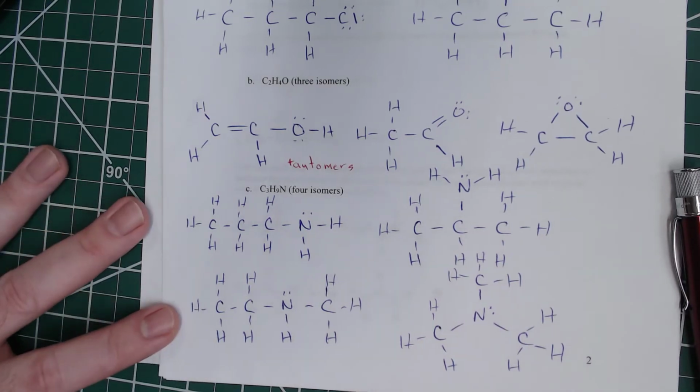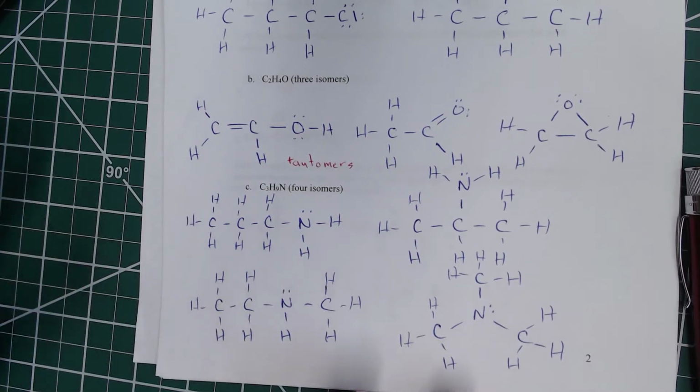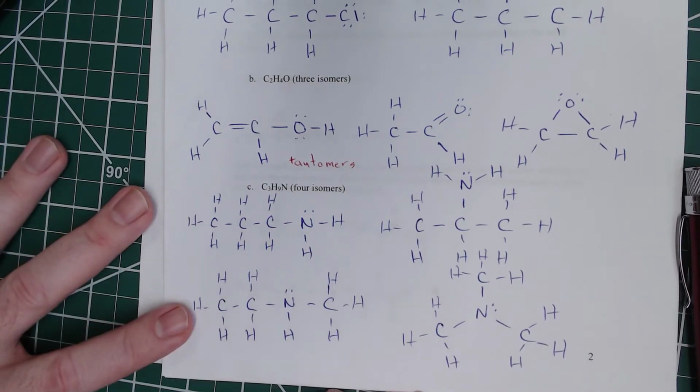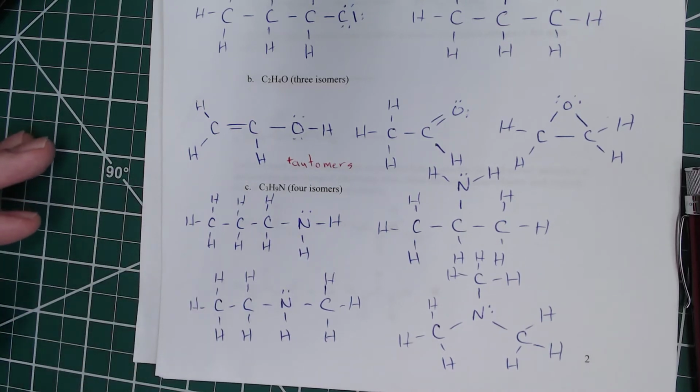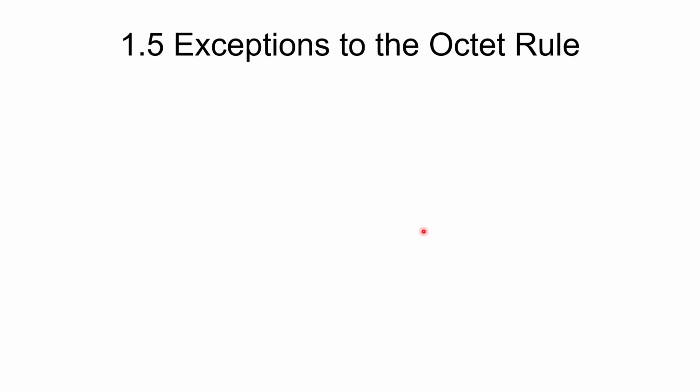All right. Later in the semester, we'll talk about how these have different properties and different boiling points and melting points and things like that. Kind of a cool topic to look at. All right. So we want to go back to our presentation and look at our next topic, which is looking at exceptions to the octet rules.